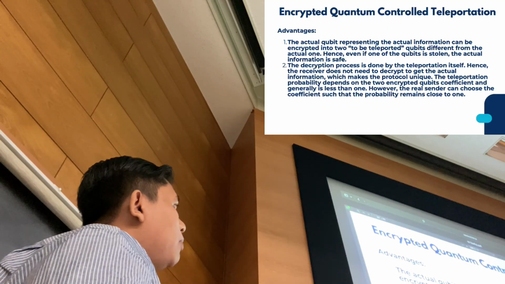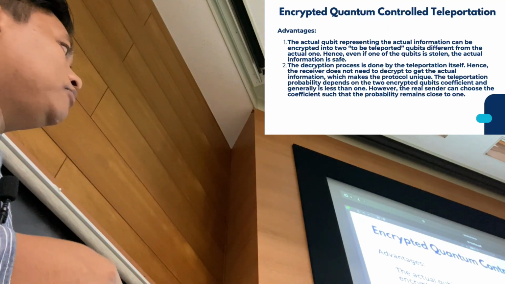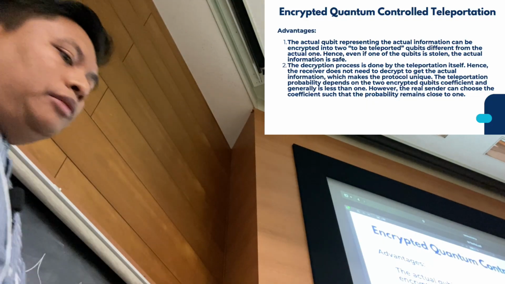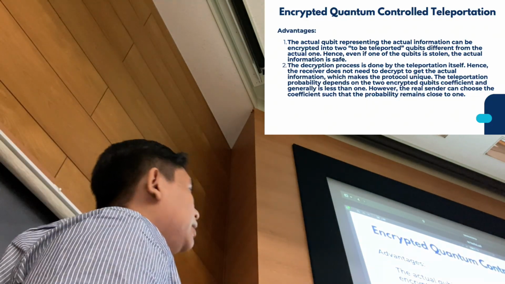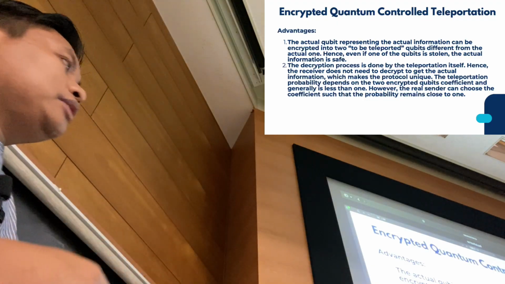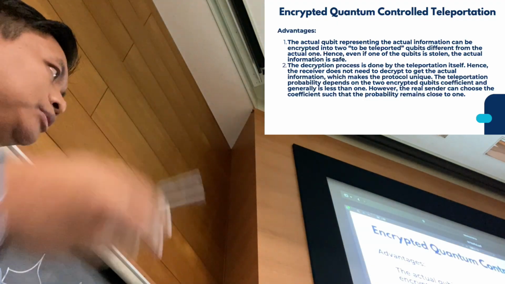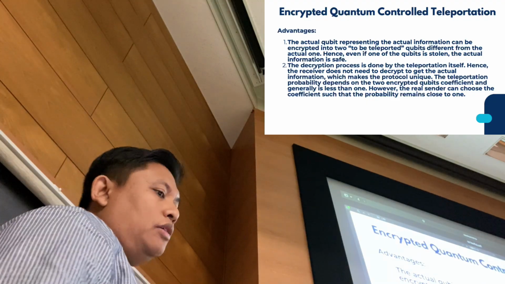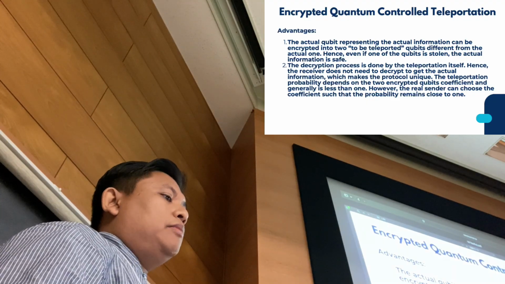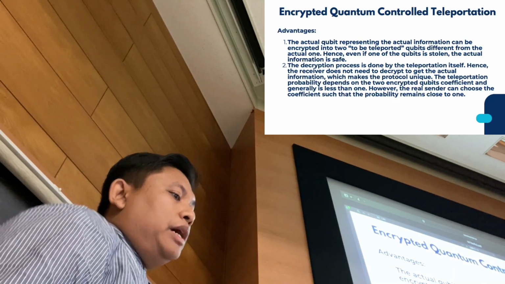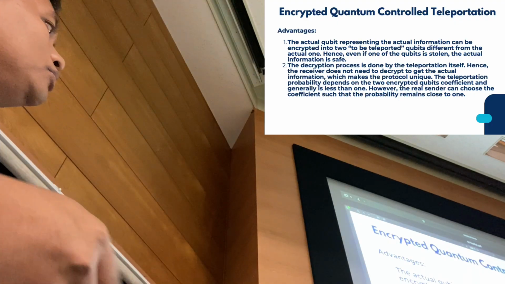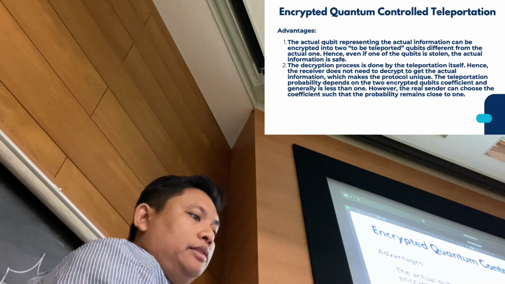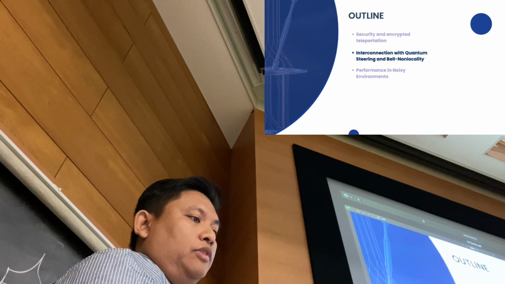Hence, even if one of the qubits is stolen, the actual information is safe. And as you can see, there is no decryption process in teleportation, because the teleportation itself is the decryption process. This protocol has a non-unit probability of success, but the real sender can choose the coefficient such that the probability remains close to 1. And that's the end of the first part.